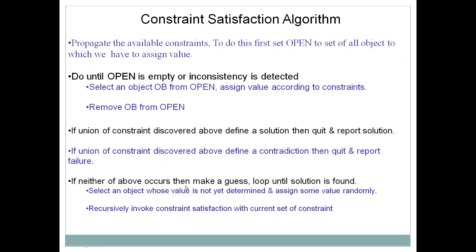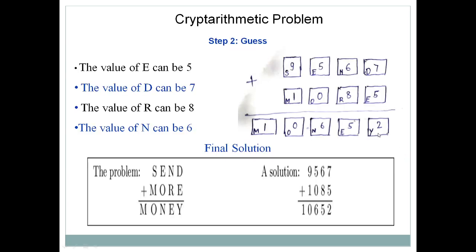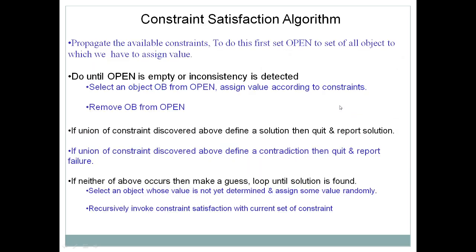If neither of the above occurs, then make a guess. Once your constraints are completed, the next thing is to make a guess until the solution is found. Select an object whose value is not yet determined and assign some value randomly. Just as we did over here, we initially tried to randomly fix the value of R equal to 8. Okay, so that we are done.